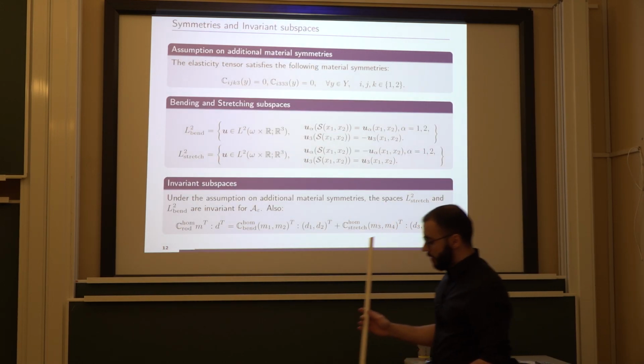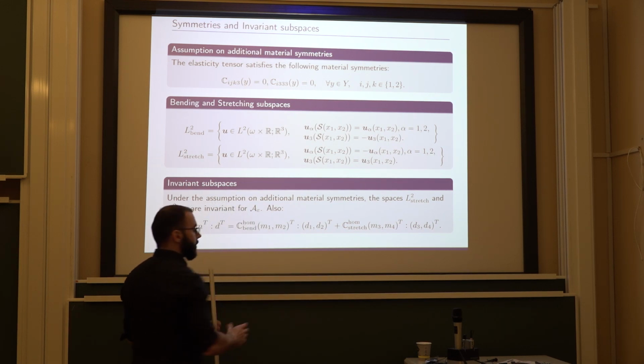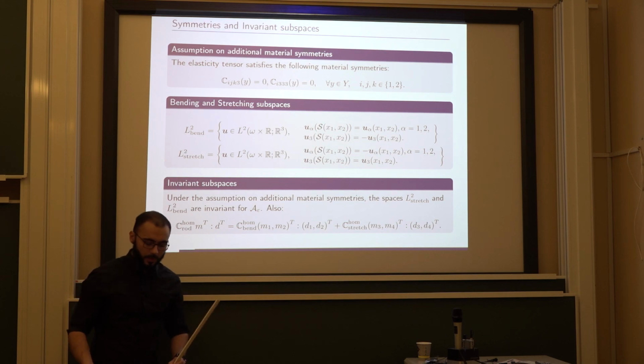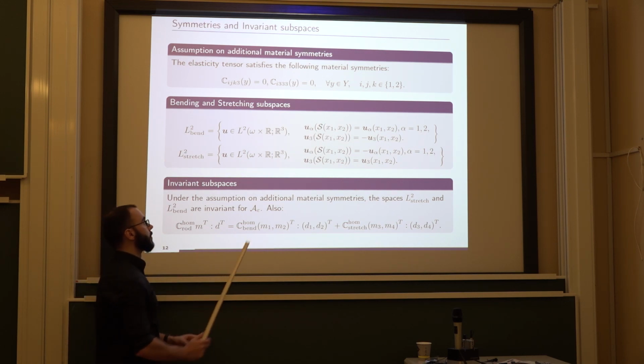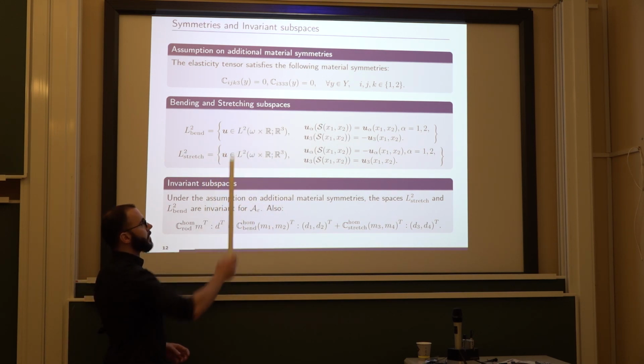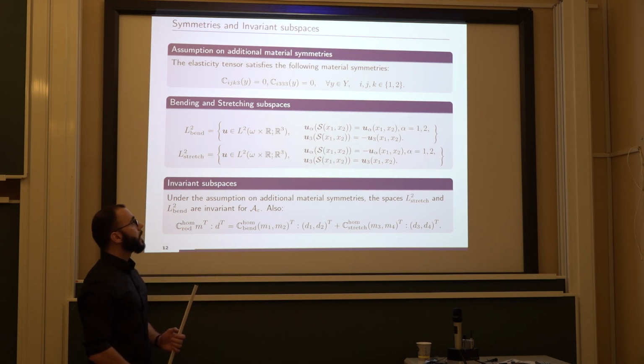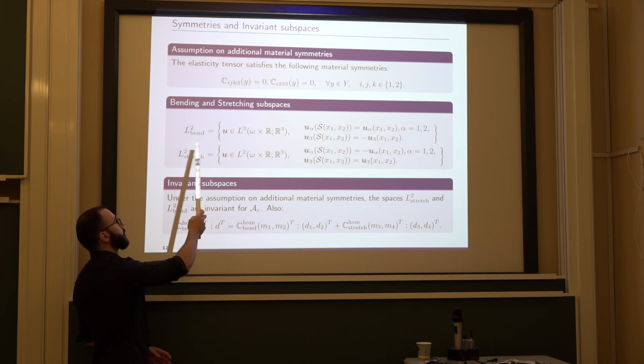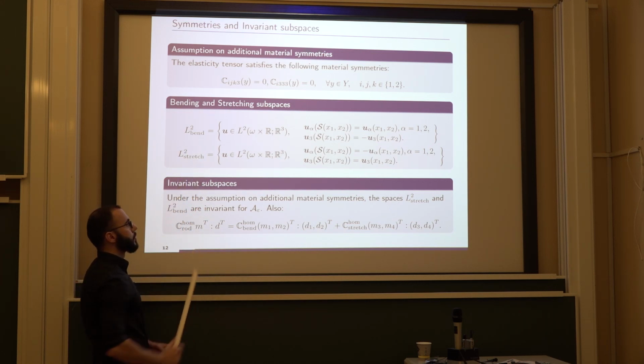This is some interesting stuff. Let's say, for example, that you have some additional symmetries in this tensor of material coefficients. These symmetries are stated there. We will not interpret them. And let's define these two sorts of spaces: L2 bend and L2 stretch.